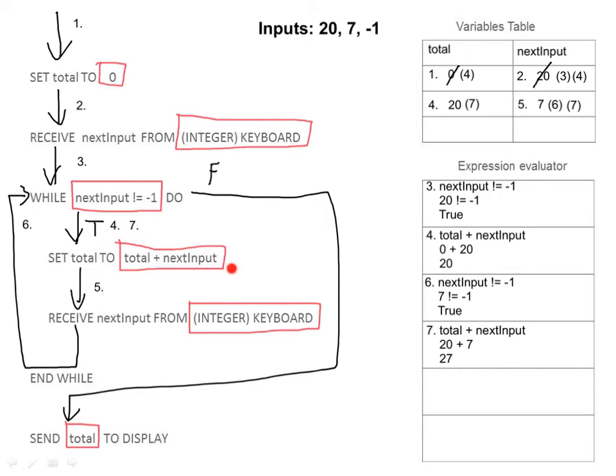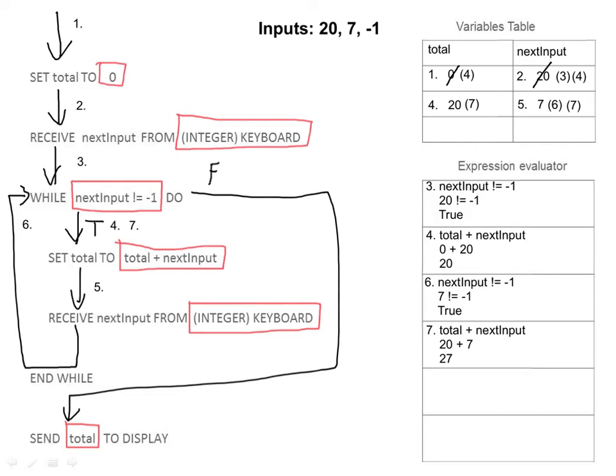So step 7, we're back to evaluating this expression here, total plus next input. So over here, step 7, total plus next input. What is total currently? It's 20. What is next input currently? It's 7. And so we're evaluating 20 plus 7 to 27. Once we've evaluated it, what do we do with the result of that? Well, what we're saying is that the variable total will now become the result of that expression. In other words, we will set total to be 27.